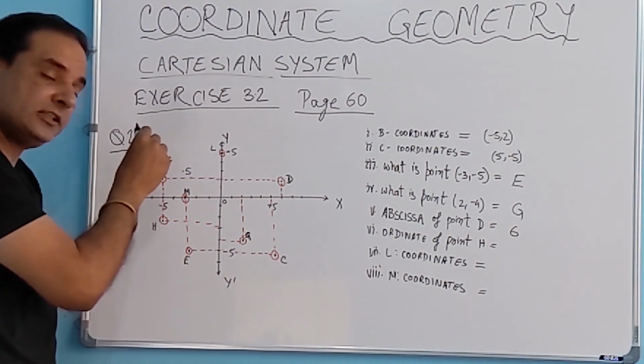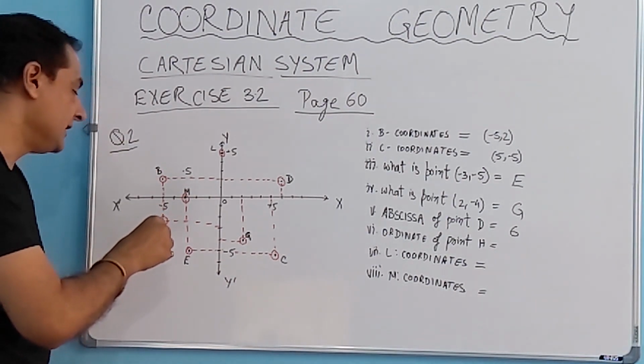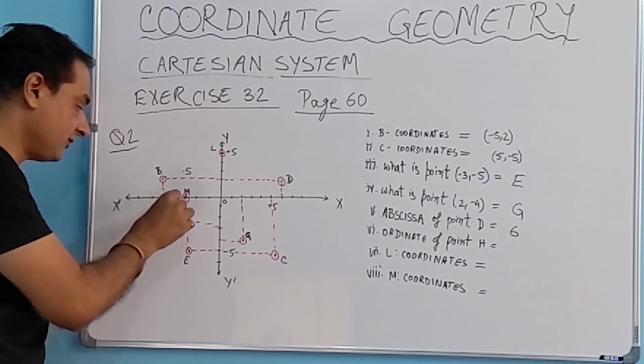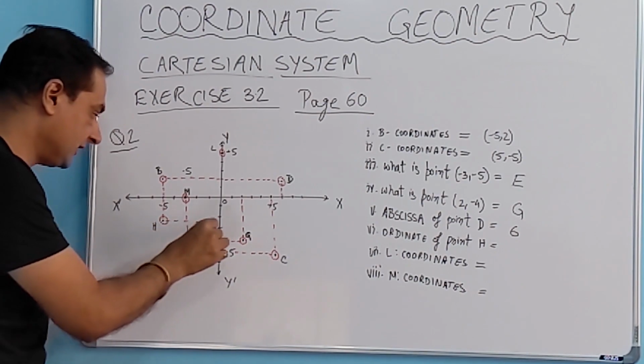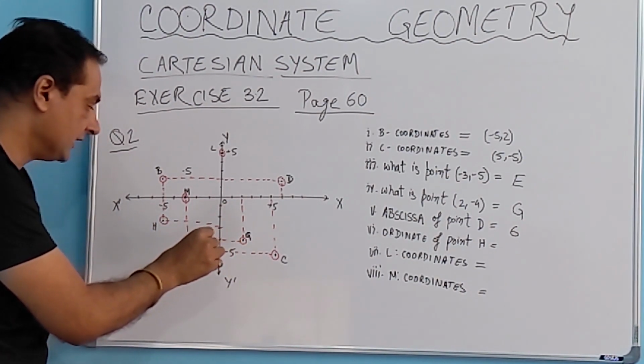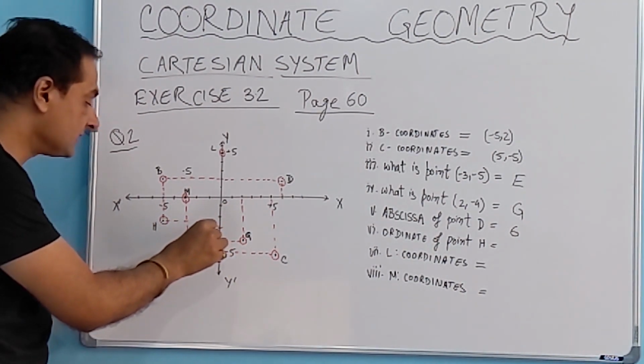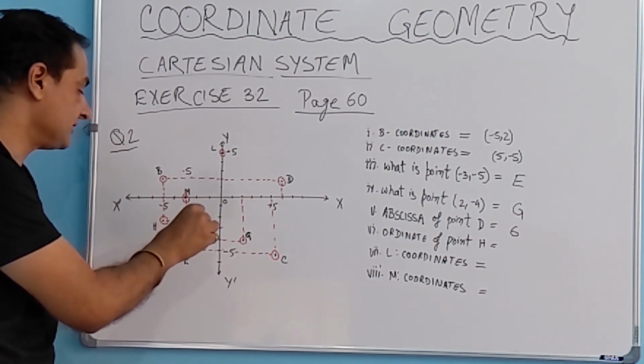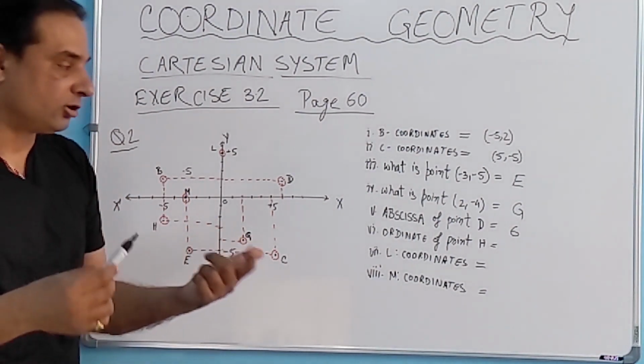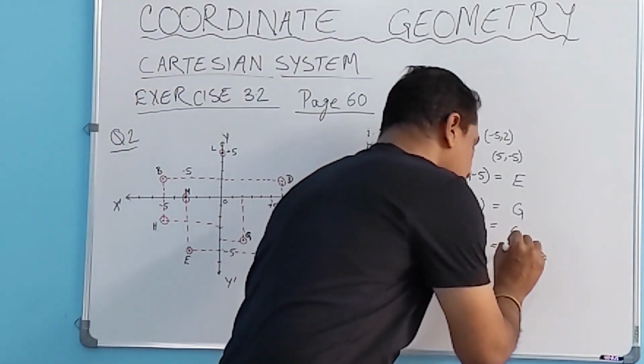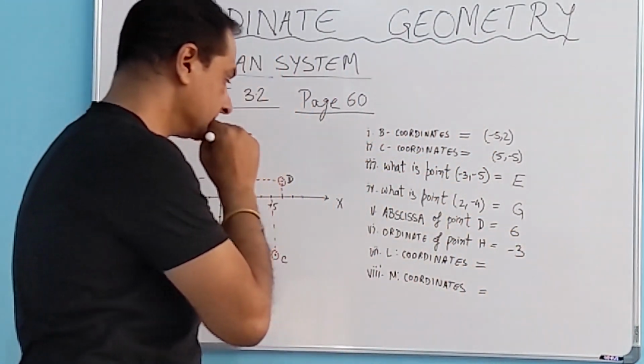So if you are looking at y coordinate, it is the perpendicular distance from the x-axis. If we draw that line, we find out it is 1, 2, 3. So it is 3, but this is in the negative direction, so it is -3. So the y coordinate, or ordinate, for point H is -3.